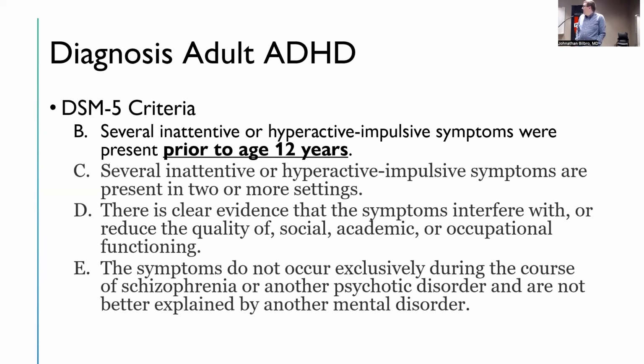And then the other criteria here, as we mentioned, the age of onset maximum of 12 years is present in DSM-5. The symptoms need to be present in multiple settings. So, for example, at home and at work, or at home and at school. There's evidence that symptoms interfere with functioning, basically, and that the symptoms do not occur during the course of some kind of psychotic illness or other mental illness.